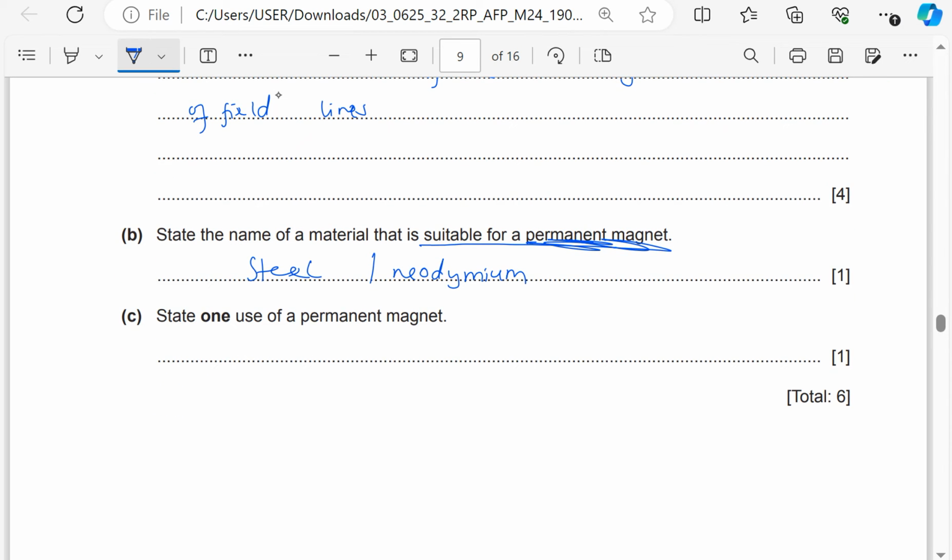Then state one use of a permanent magnet. Of course, permanent magnets can be used in electric motors. Most of the electric motors you have seen have permanent magnets. Loudspeakers have permanent magnets. Many burglar alarms too.